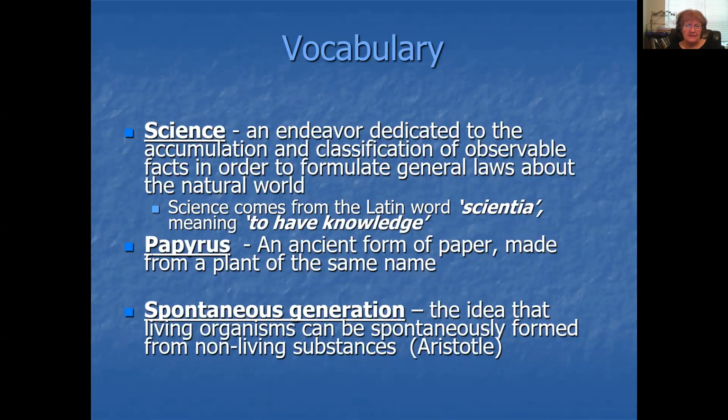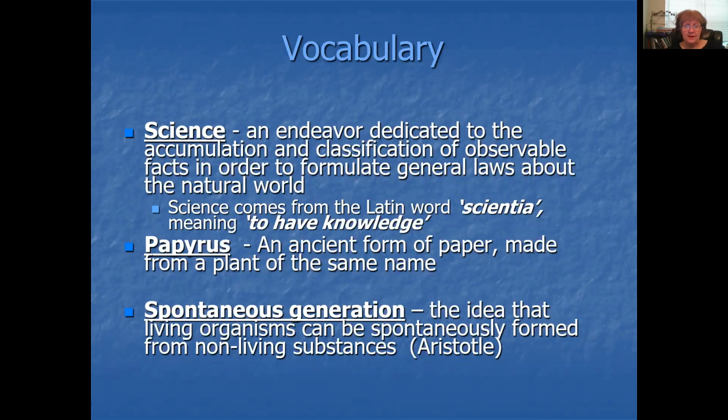Well, the word science comes from the Latin word scientia, which means to have knowledge. So really, everything you study is science, right? Because everything you study, you study because you want to have knowledge of it. So really that's what the word science does mean. Okay, so scientists do what? They gather facts, they classify them, put them in groups, and they use that to make laws about the natural world.